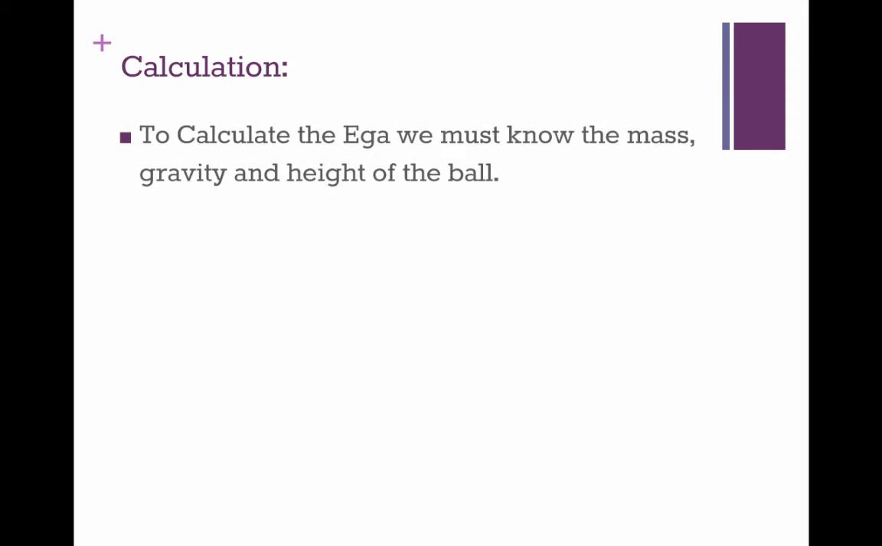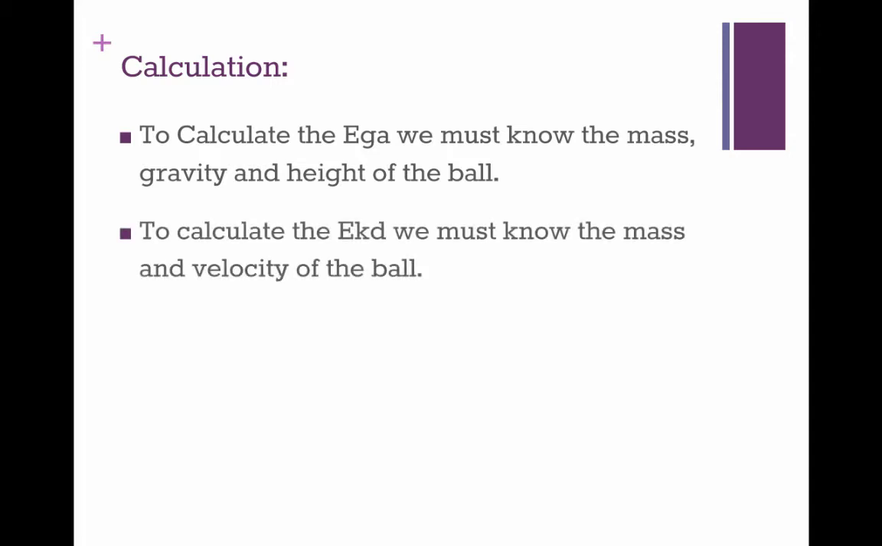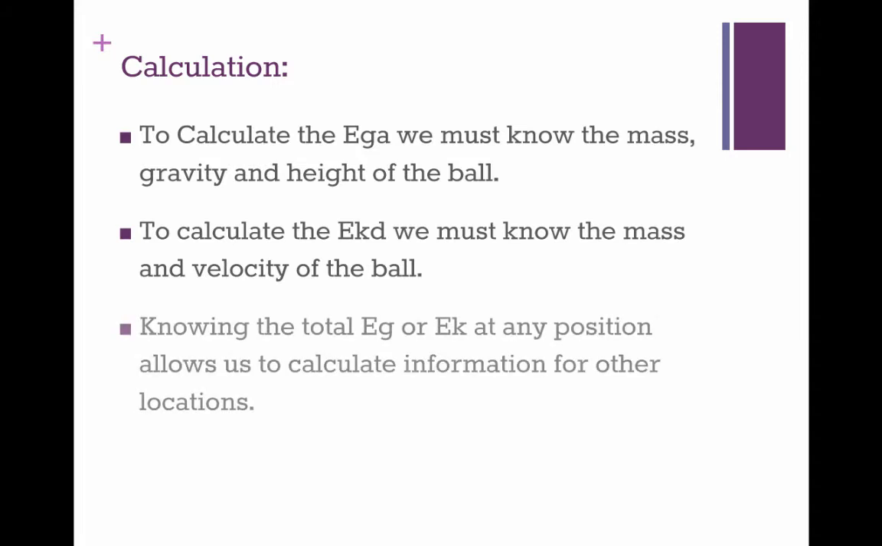So let's look at calculations. In order to calculate the EG at position A, we have to know the mass, the gravity, and the height of the ball. That's what EG depends on. In order to calculate velocity, in order to calculate the EK at D, we have to know the mass and the velocity of the ball, right? Knowing the total EG or EK at any one position allows us to calculate information at other locations or other positions.